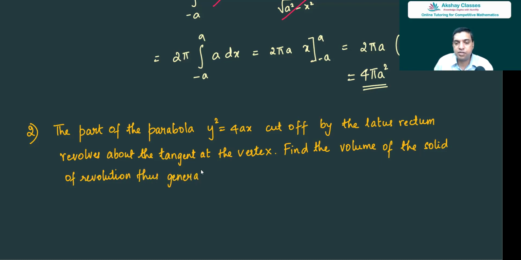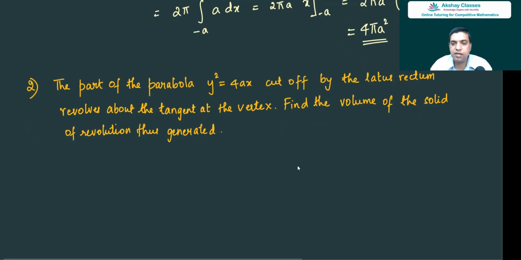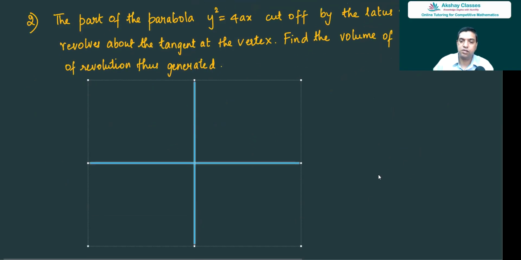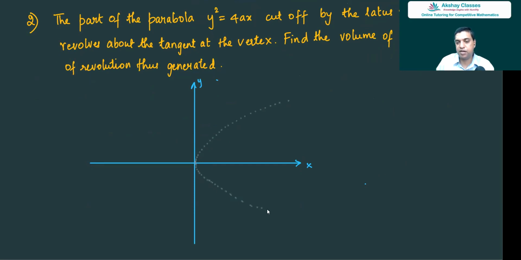Surface area is a much more involved problem in this. It will be a very lengthy one, but we can still try, those who want to try. However, let's do this. Now we have this parabola. Y square is equal to 4ax is a parabola. It's a standard parabola that we know.